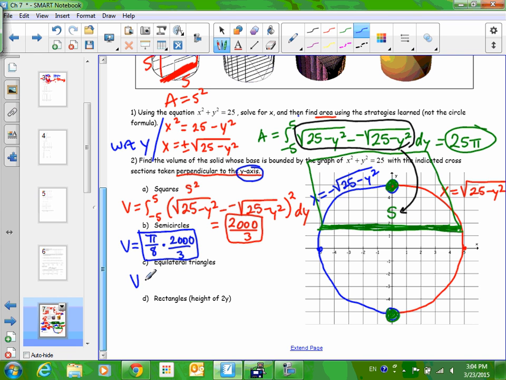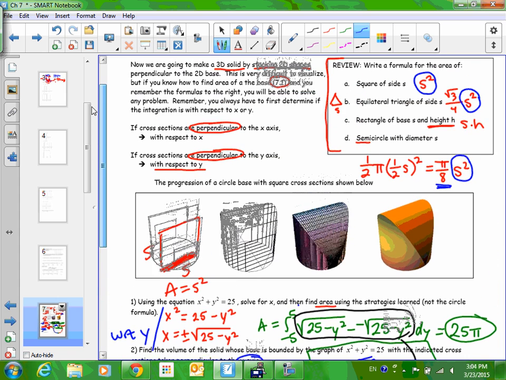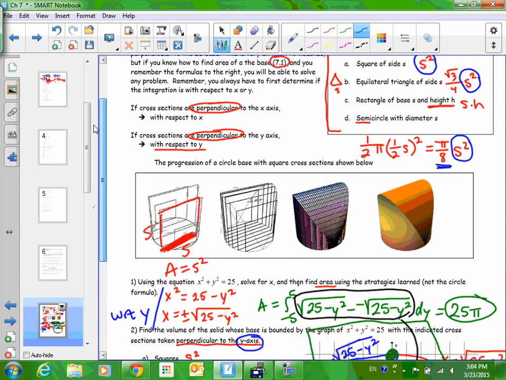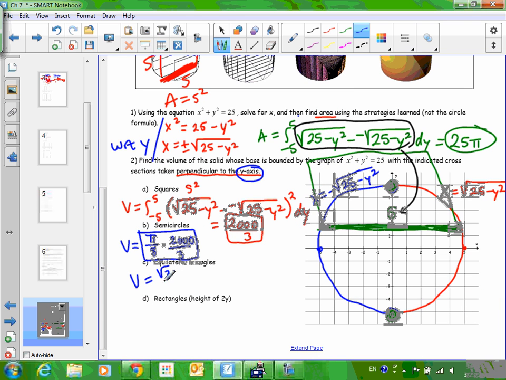Okay, equilateral triangles. If you've already done the work of the squares, you don't have to start over with an equilateral triangle. What was the multiplier on an equilateral triangle? Square root of 3 over 4. So square root of 3 over 4 times 2,000 over 3. And I can do this because square root of 3 over 4 is just a number. Just a number. Okay, here's what I would like for you to do on D: scratch out the y. We're just going to say a height of 2, not 2y.